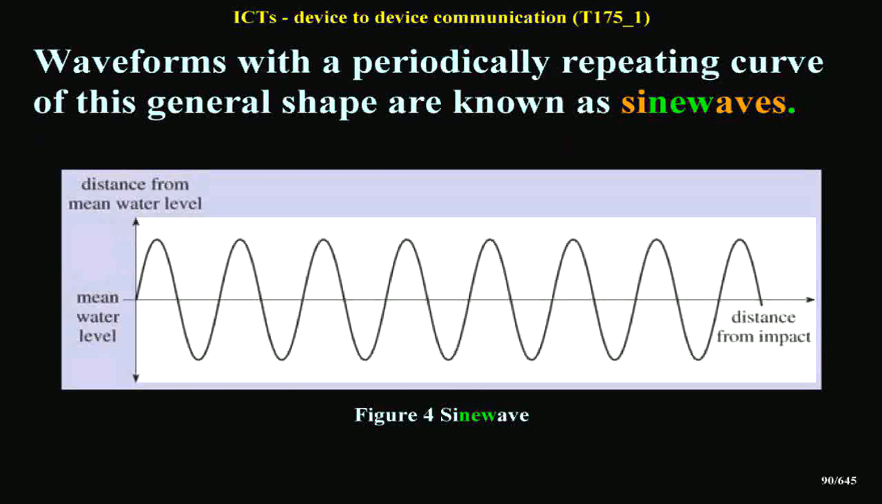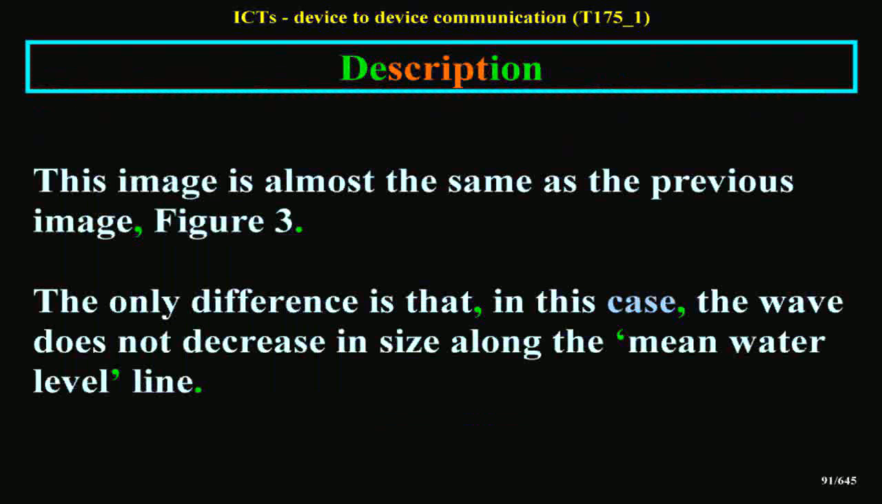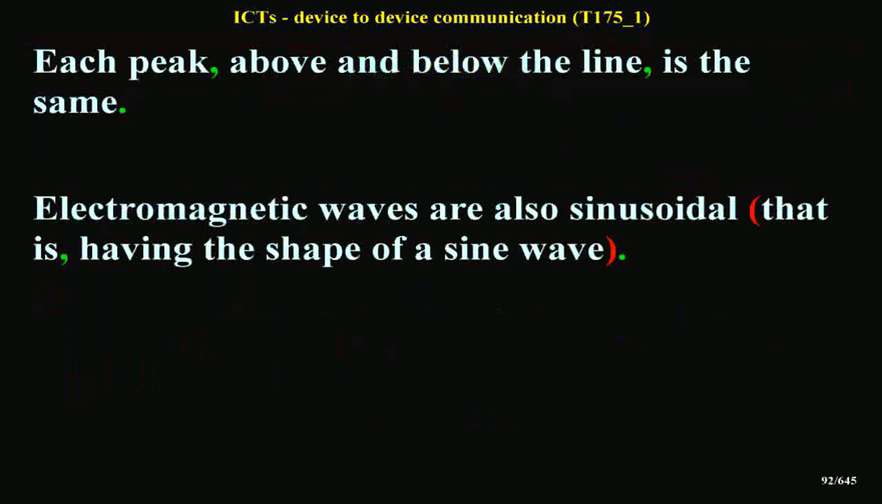Figure 4 sine wave description. This image is almost the same as the previous image, Figure 3. The only difference is that, in this case, the wave does not decrease in size along the mean water level line. Each peak, above and below the line, is the same. Electromagnetic waves are also sinusoidal, that is, having the shape of a sine wave.